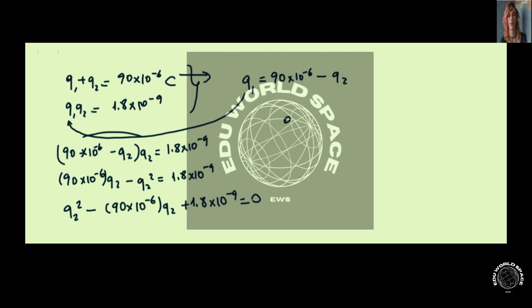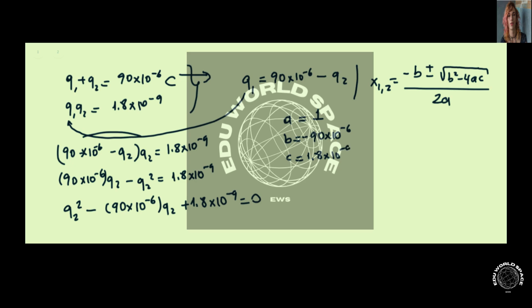It's a quadratic equation. In the quadratic formula, if you remember, there are two solutions to these types of equations. Assuming that we're going to have two solutions, Q2 equals negative B, plus and minus, corresponding to separate solutions, square root of B squared minus 4 times A times C, over 2A. Now, let's see what A is here. In our case, it's 1. B is negative 90 times 10 to the power negative 6. And C is 1.8 times 10 to the power negative 9.